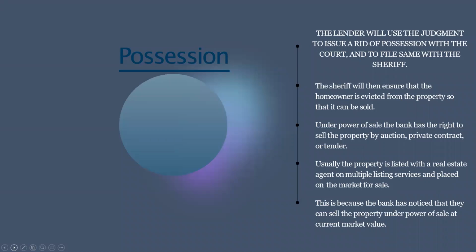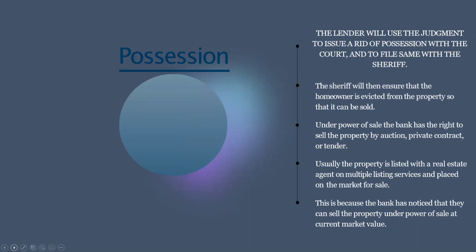The lender will use the judgment to issue a writ of possession with the court and will file the same with the sheriff. Now, this is very identical to evicting a tenant, because the sheriff will ensure that the homeowner is evicted from the property.